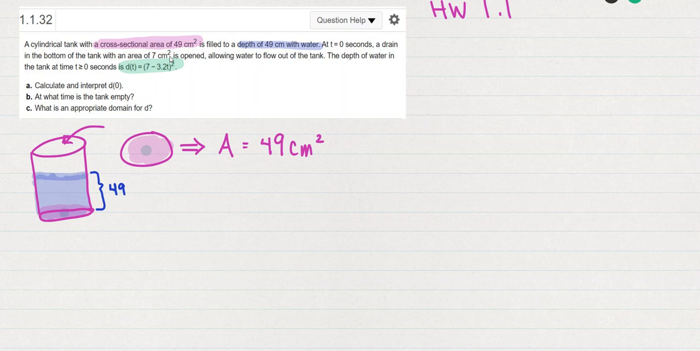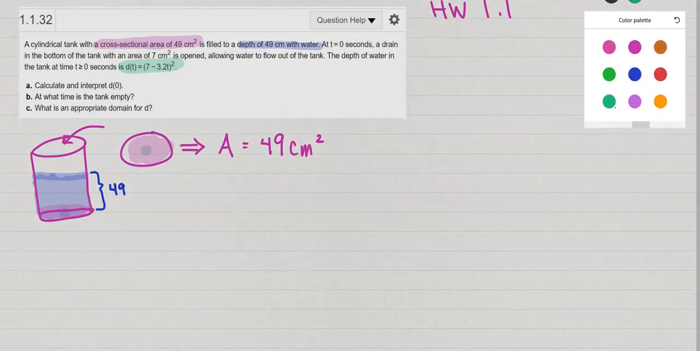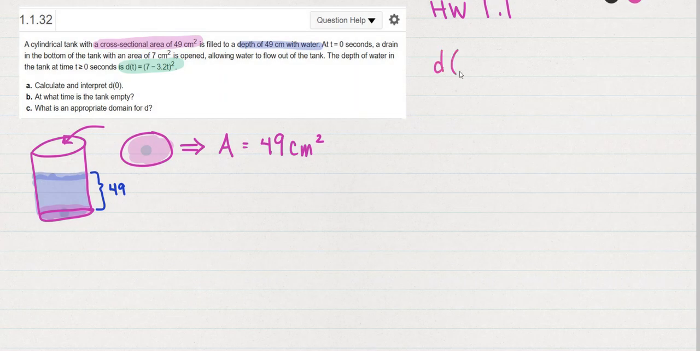The depth of the water in the tank when the time is greater than or equal to 0 can be represented with this function. The depth of the water with respect to time is equal to 7 minus 3 2/10 times the time quantity squared. Calculate and interpret d of 0.